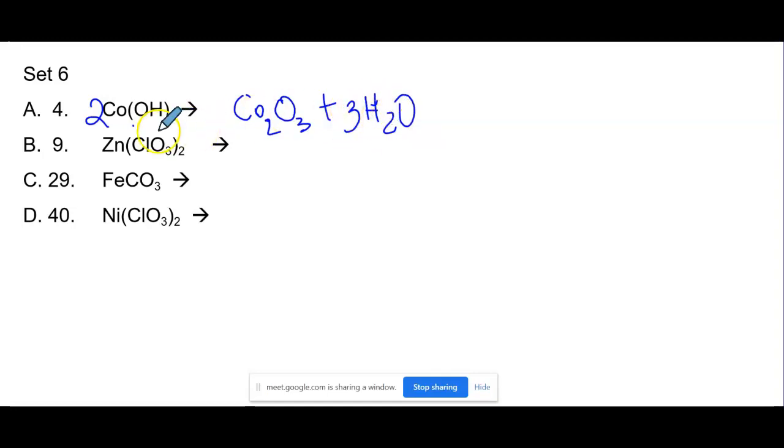So we've got 6 hydrogens and 6 hydrogens. I have 3 plus 3, 6 oxygens. I have 6 oxygens, 2 cobalts, and 2 cobalts. I'll let you look at that for a moment and see if you have any questions. Let me know when you're ready to go on or if you have a question.